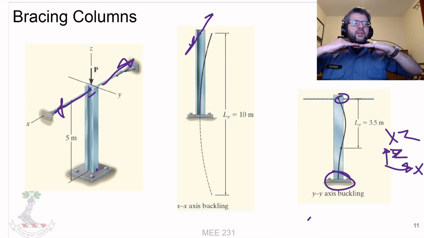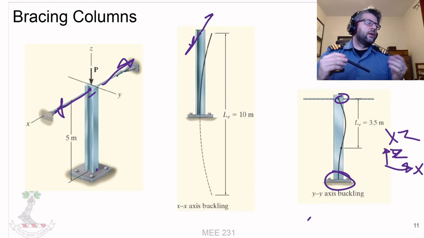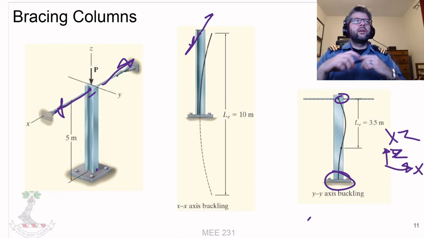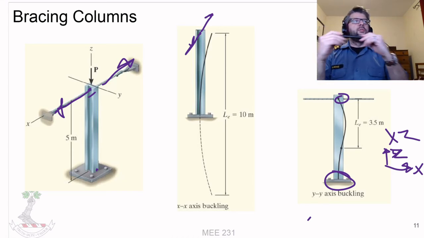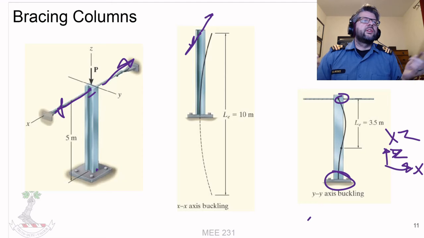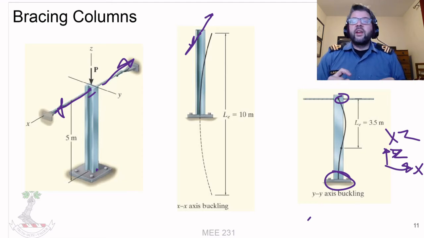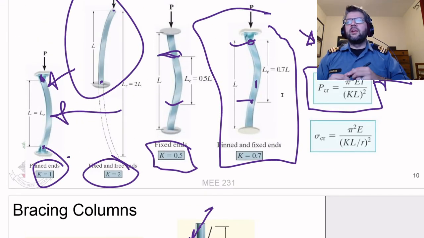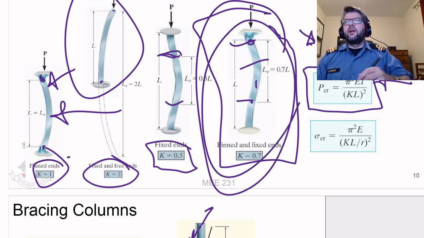Those cables that they're tying to the top there, it's preventing lateral movement back and forth in the X direction. It's only preventing movement. Those cables, you know, they're cables. They're not going to be able to apply any bending moment. So it's basically treating it as a pin. So we're looking here at the pinned and fixed ends scenario.